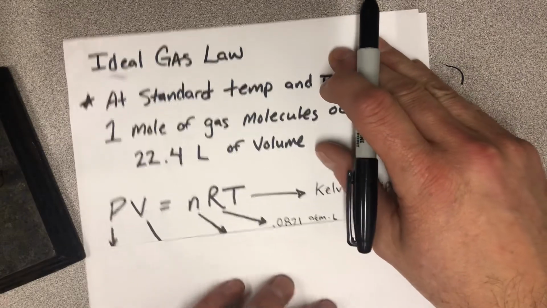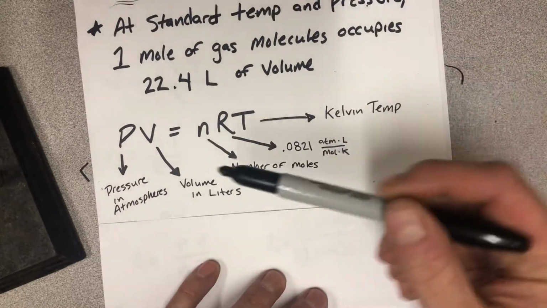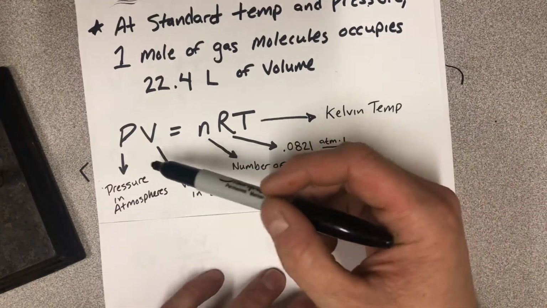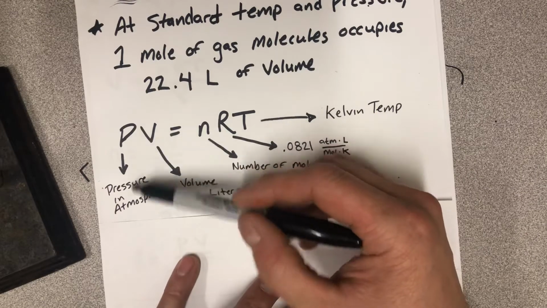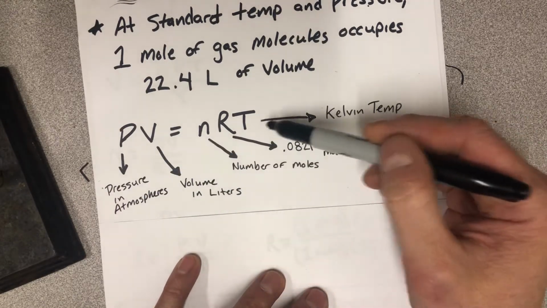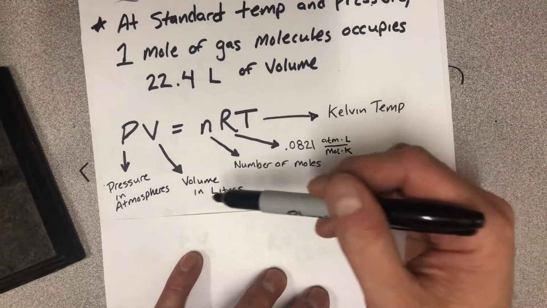All right, so here's the equation, and a few of these variables are familiar to you. Pressure, volume, and temperature are the ones that we know. For ideal gas law, I want your pressures to be in atmospheres, volume to be in liters, and temperature to be in Kelvin. That's really important that you adhere to those units.